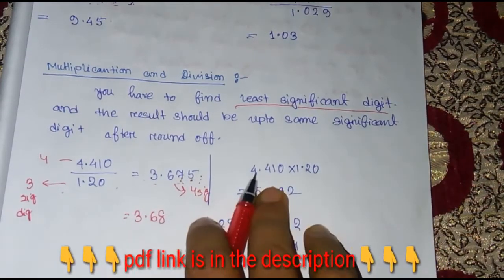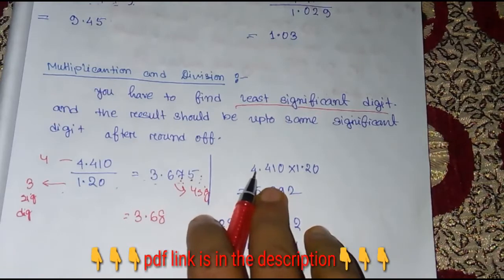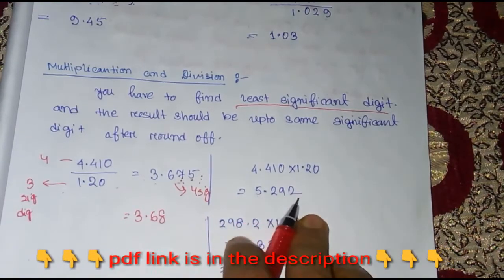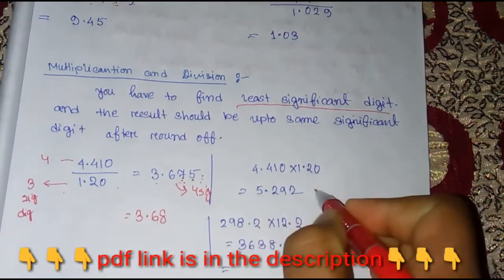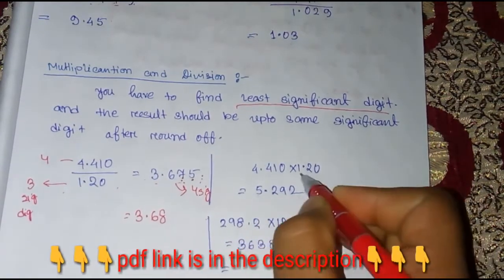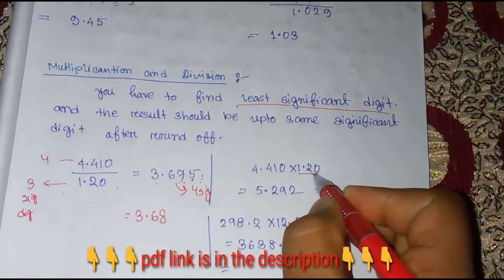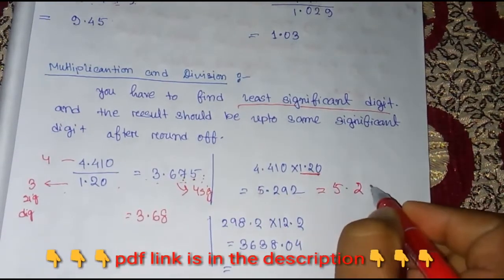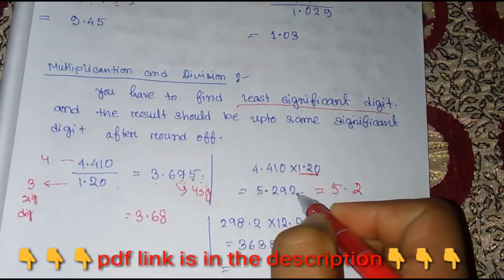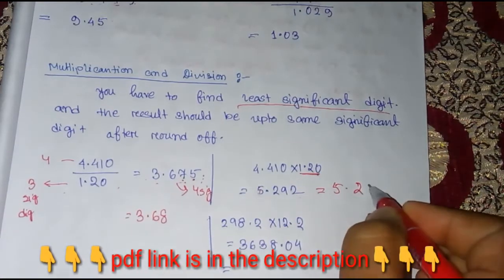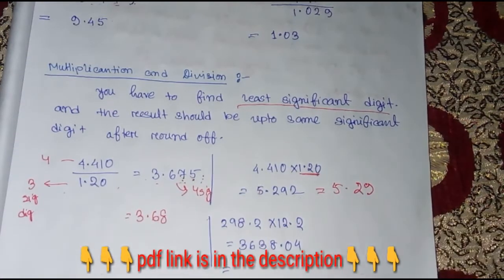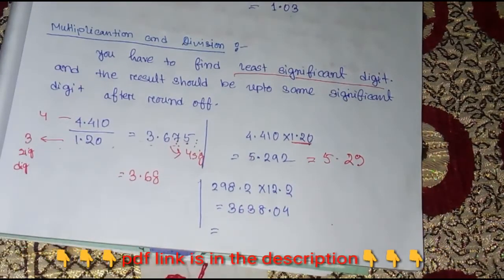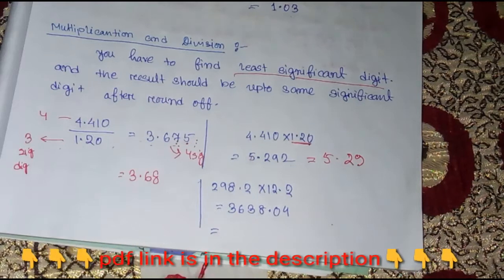Let's see the multiplication. The same rules apply for this also. So 4.410 into 1.1, it comes 5.292. Here we have to write it in three significant numbers, because the least significant number is 3. So 5.2, and then 9, and the next number is less than 5, so we do not have to change the number. So let's see another example.